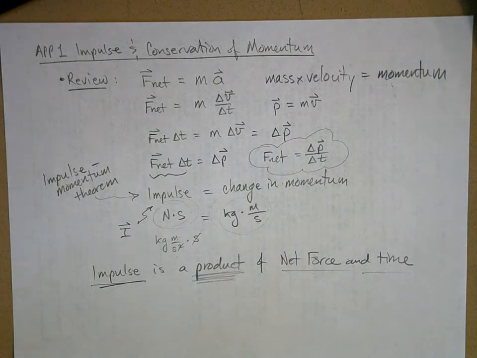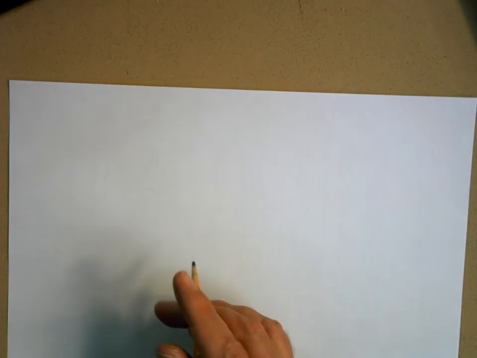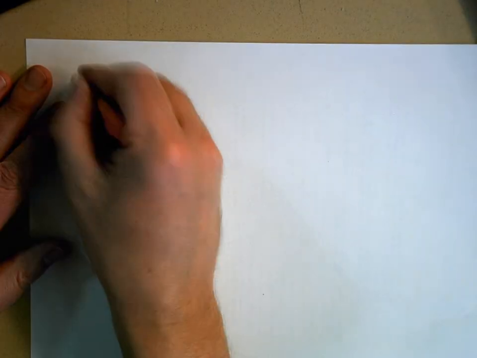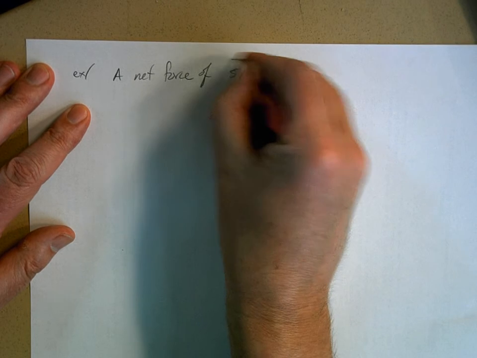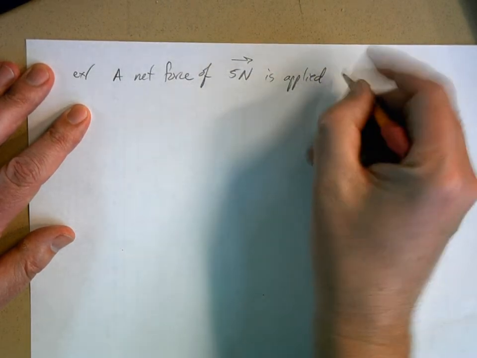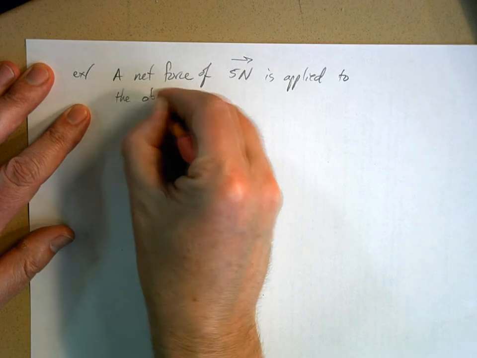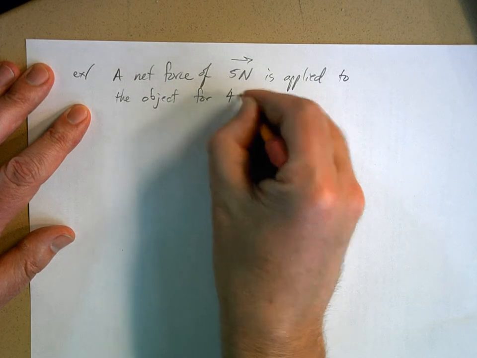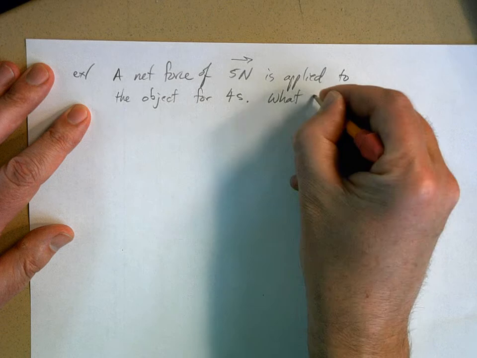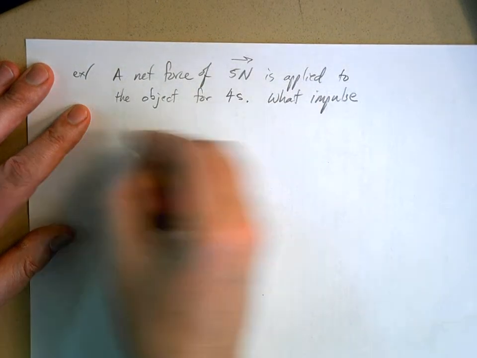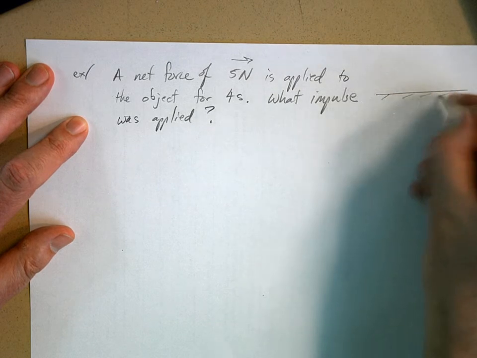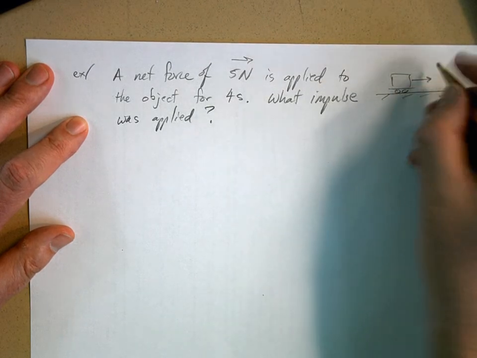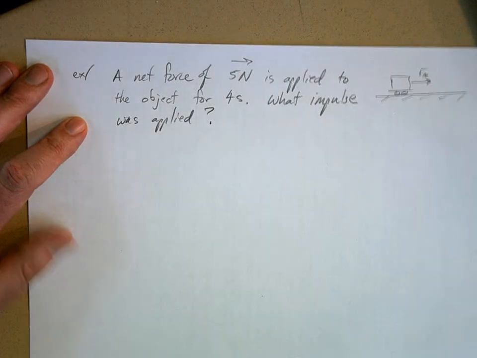We're going to do a really simple problem that you would never actually do this way, but let's try it. Let's do an example. A net force of 5 newtons to the right is applied to the object for 4 seconds. What impulse was applied? And maybe we've got a little cart on wheels, to keep it real simple, and here's our net force applied to it. It's pulling it to the right for a few seconds.